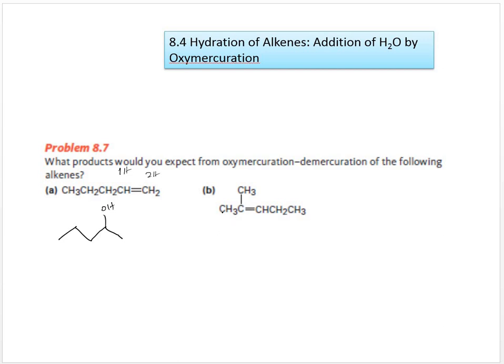Let's look at this one again. What is the longest chain? 1, 2, 3, 4, 5. Let's do the same. 1, 2, 3, 4, 5. Double bond here between 2 and 3. So this has 0 hydrogen, and this one has 1 hydrogen. So hydrogen will be added here, and OH has to be added here. There was already a methyl group here on the second carbon. So this is the product.